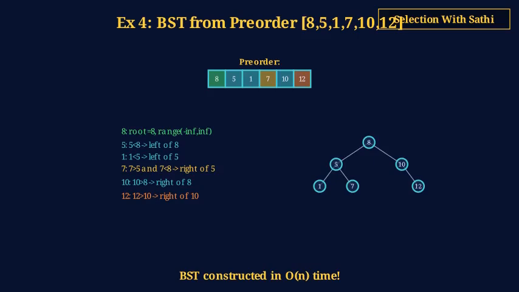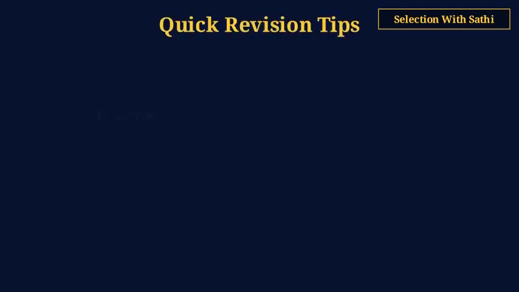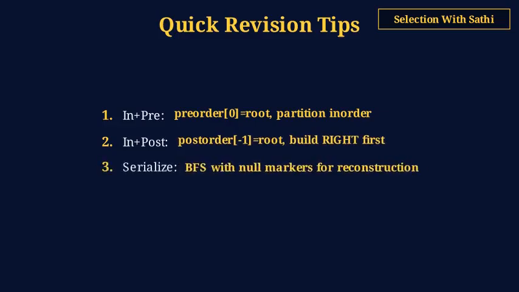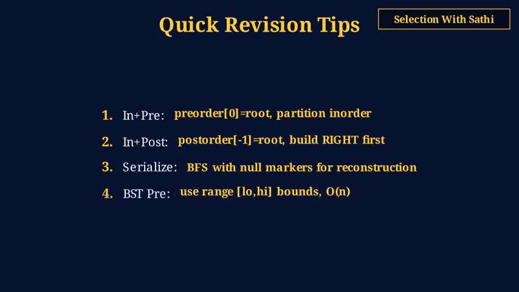Original tree perfectly reconstructed. Quick exam tips for tree construction. First, GATE classic, Inorder plus Preorder uniquely determines a binary tree. But Preorder plus Postorder alone is not unique for general binary trees, only for full binary trees. Second, for BST, Preorder alone is enough because Inorder equals sorted Preorder.